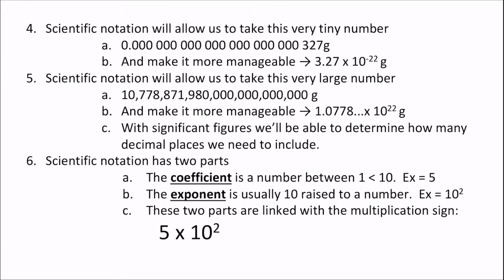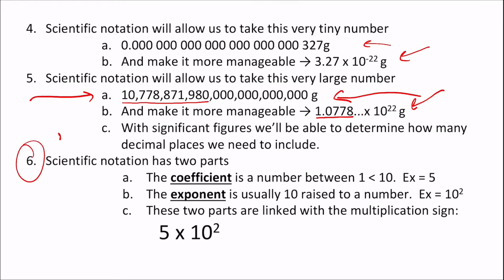All right, so scientific notation will allow us to take this very tiny number and make it a more manageable number. And they both give us the same amount of information if you know how to use scientific notation. Scientific notation will allow us to take this very large number and make it more manageable into this one. And again, they mean the same thing. With significant figures, we'll be able to determine how many decimal places we need to include. So for example, should we have put all of these numbers in here or should we only put a few? After we finish this chapter, you'll know what to do.